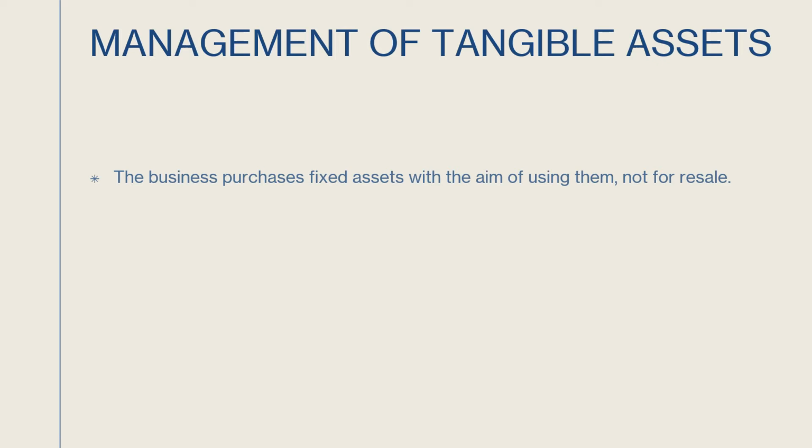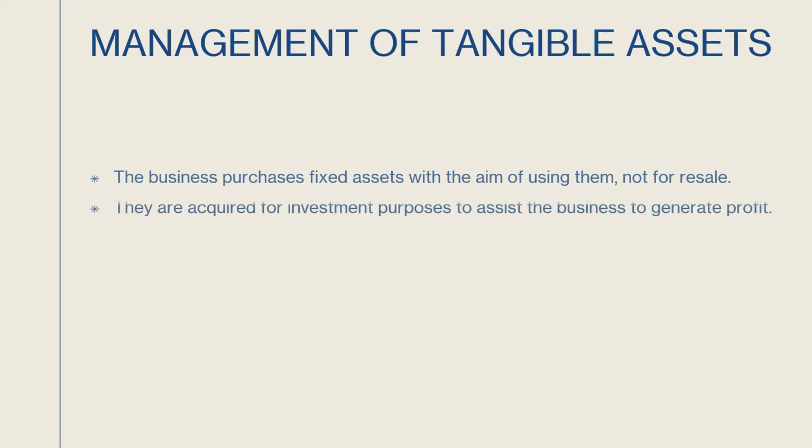Okay, so if we look at tangible assets, firstly, the business purchases their fixed assets with the aim of using them, not for selling them. When they purchase a fixed asset, the purpose of that asset is to be used in the business in order to generate a profit for the business. They do not generally buy the asset to sell it. That is not the purpose of buying a fixed asset.